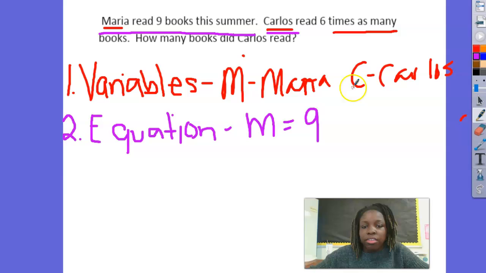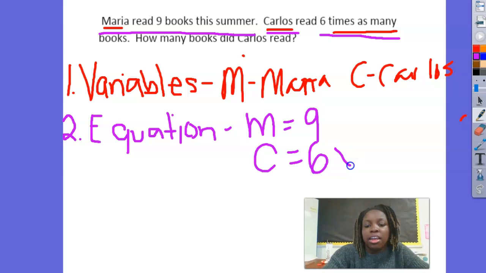Carlos, what letter represents Carlos? C. So Carlos read 6 times as many books. So that means I'm putting 6 times as many books. Even though it doesn't say 6 times as many books as Maria, we know that it's 6 times as many books as Maria. So I'm just going to put an M here. Even though it doesn't say Maria at the end, I know it's 6 times as many books as Maria. All right, I wrote my 2 equations.